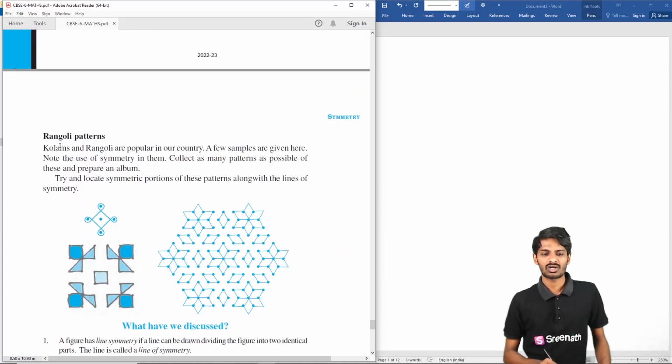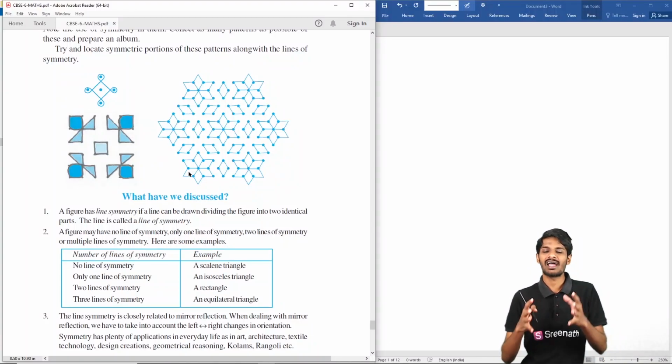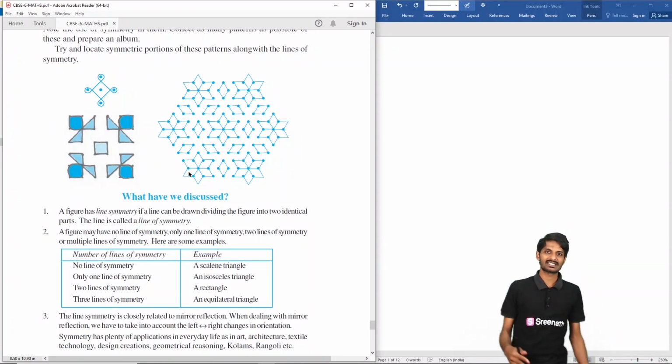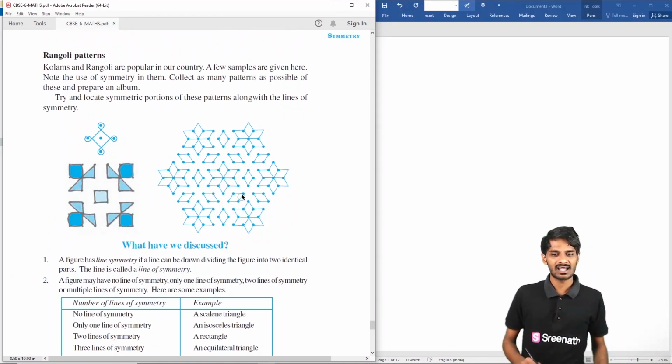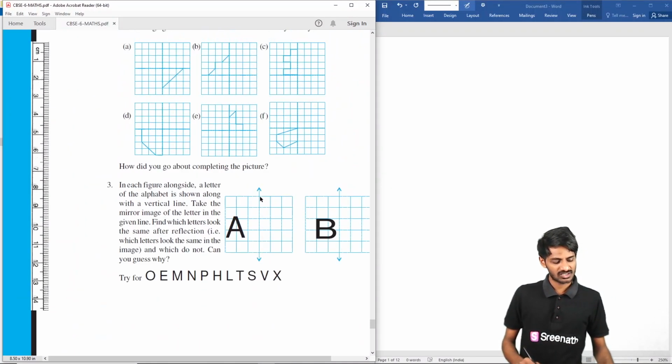And the next thing is about Rangoli patterns, and this is the end of the chapter. So this is the overview of our present chapter, students. Hope you will understand it and enjoy this session.